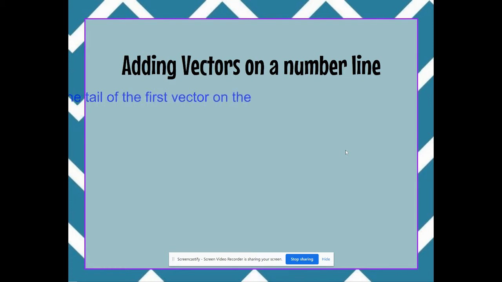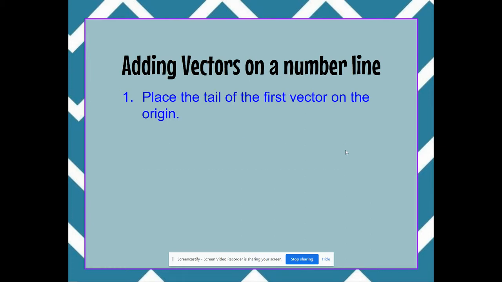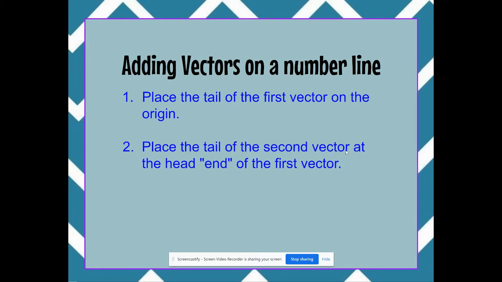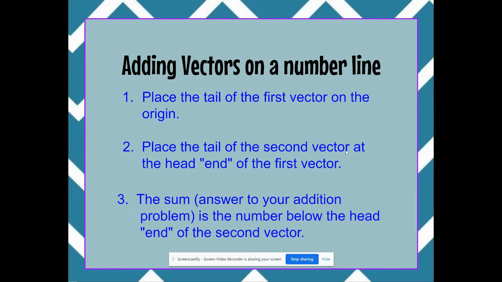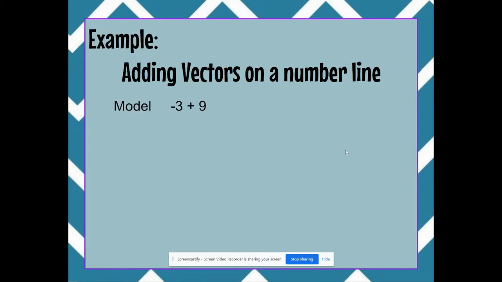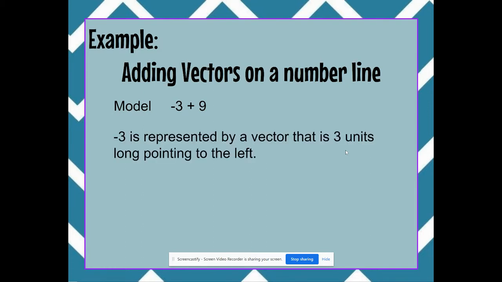Adding vectors on a number line. First, you're going to place the tail of the first vector on the origin. Place the tail of the second vector at the head, or the end, of the first vector. The sum, the answer to your addition problem, is the number below the head, or the end, of the second vector. Here's an example. We're going to model -3 plus 9.